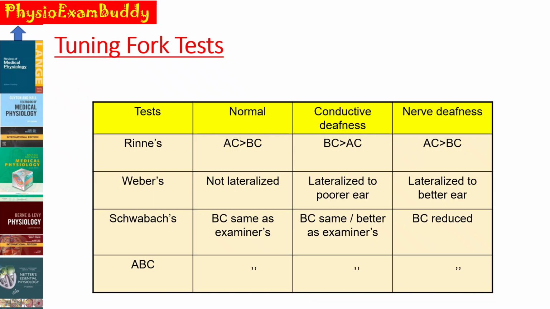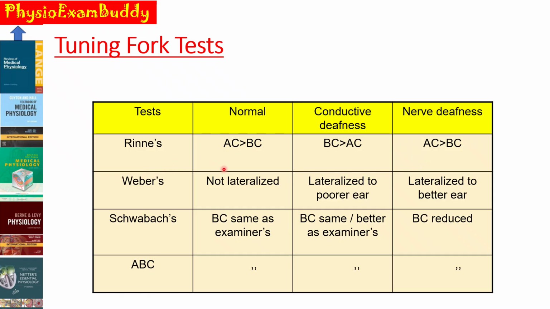Next, about tests to differentiate the deafness. The main test is the tuning fork test, which is usually employed in our practical labs. The tuning fork tests include Rinne's test, Weber's test, Schwabach's test, as well as ABC. How you do these tests, you are studying in the practical, so I am not going to explain it again.